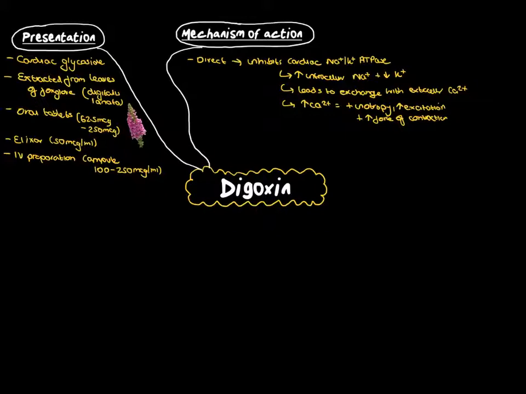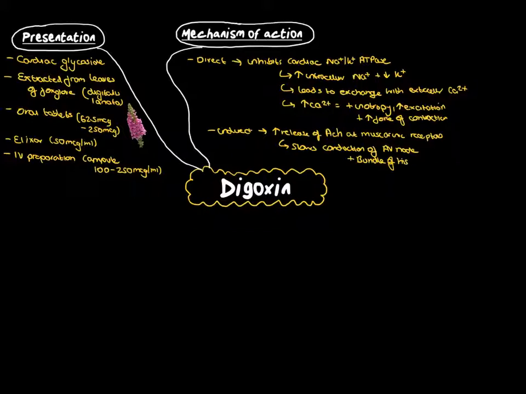The indirect actions of digoxin typically work by enhancing the release of acetylcholine at the cardiac muscarinic receptors. What this does is it slows down conduction and further prolongs the refractory period of the AV node and in the bundle of His as well.